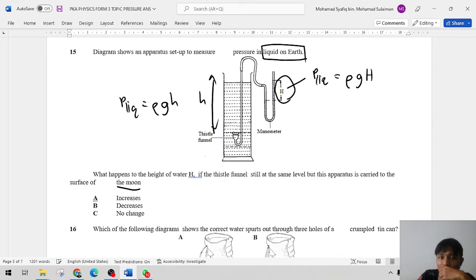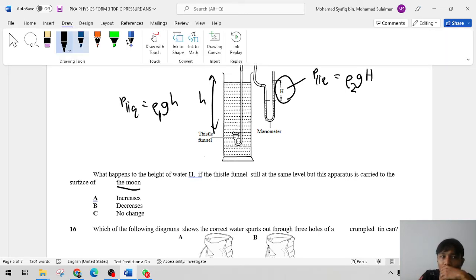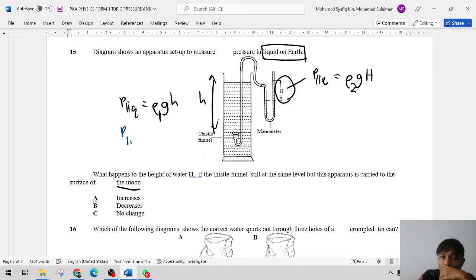Let's say this one is liquid number 1 and this one is liquid number 2. Okay, when we bring it to the moon, over here, I will write down in blue, so pressure in liquid here is the same. Okay, same. Okay, so when we go to the moon, pressure in liquid here, density is the same, but gravity of the moon and the depth is the same.